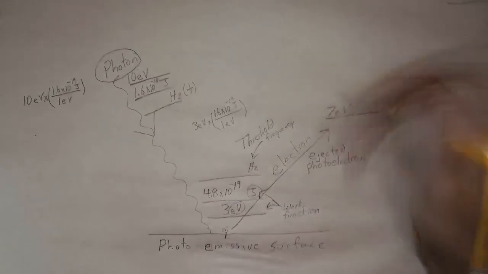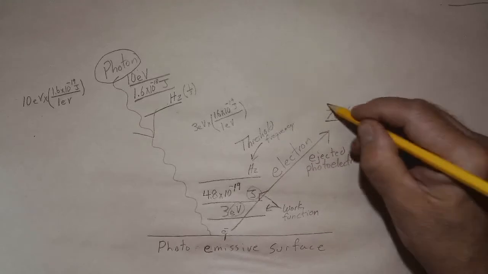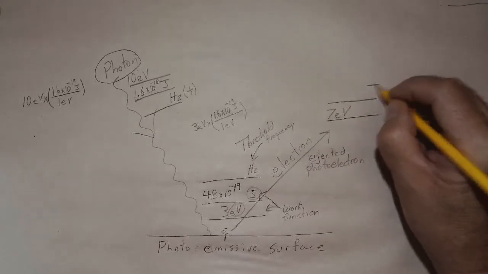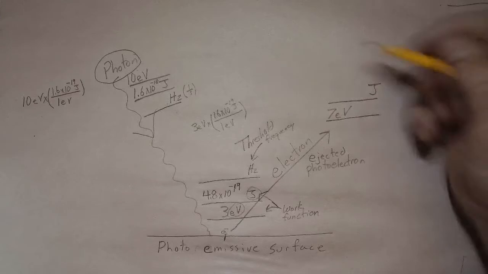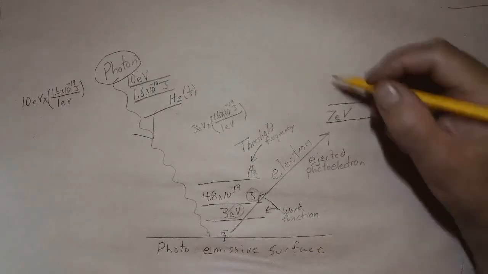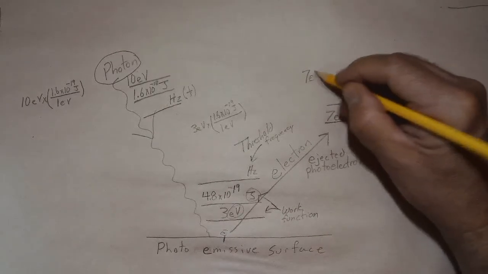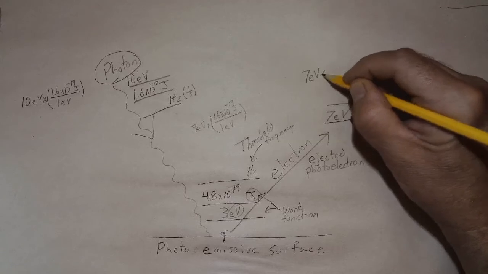So the ejected photoelectron comes off with 7 electron volts of energy. We want to convert that to joules. Okay, we do it the same way as we did before. Okay, 7 electron volts times 1.